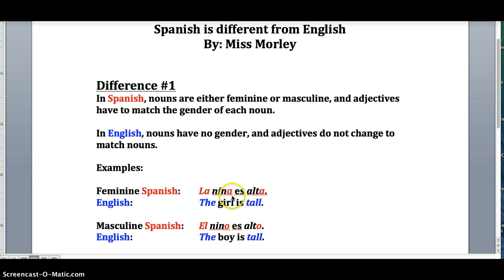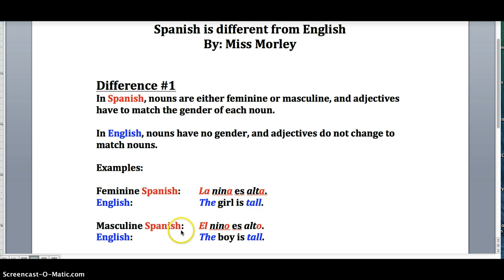So what you will notice is niña ends in A, and it has to have the article la to match it, and it has the adjective alta because niña is matched with alta. In English, however, the words are the girl is tall.